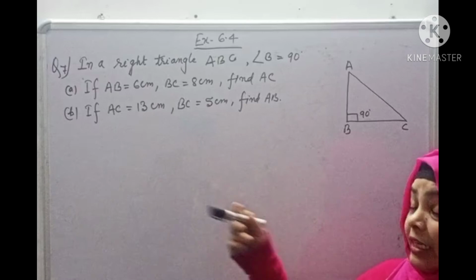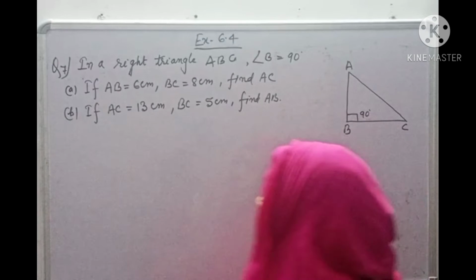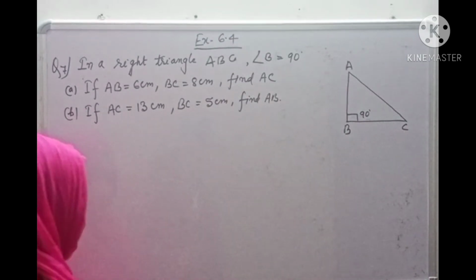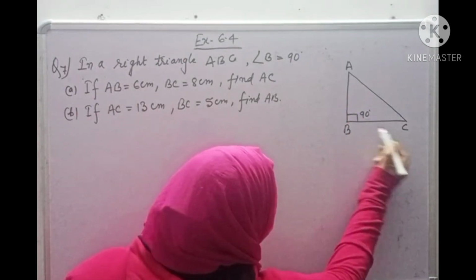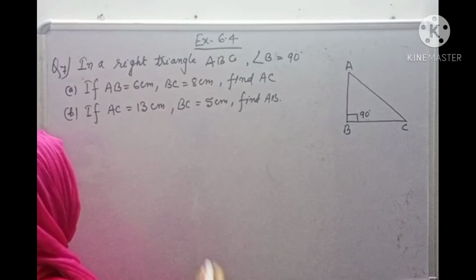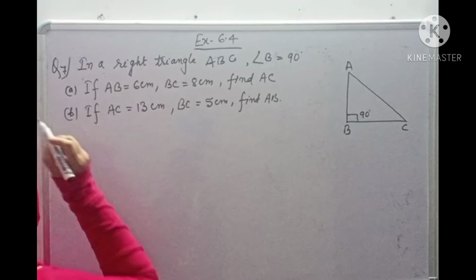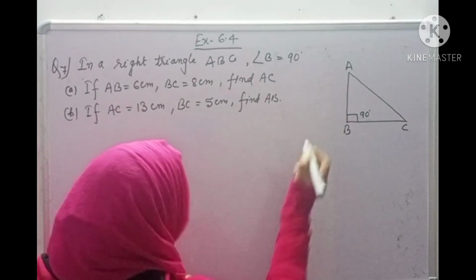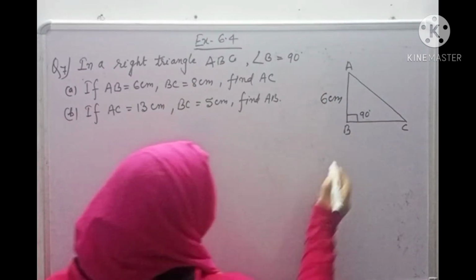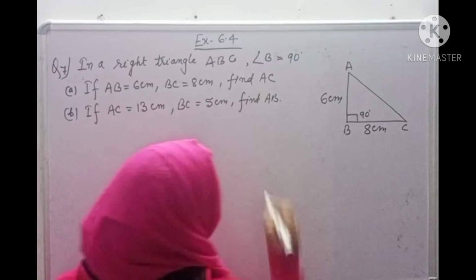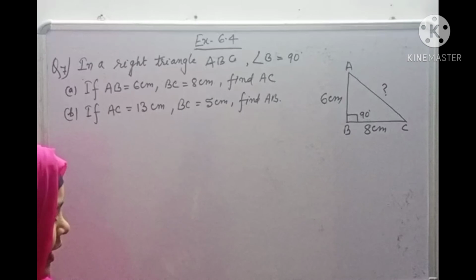What is the question saying here? Just look here. In a right triangle ABC, angle B is equal to 90 degrees. ये ABC triangle है and angle B is 90 degrees. Then we have to find, in the A part of question number 7, if AB is equal to 6 centimeter, BC is equal to 8 centimeter, find AC. We have to find AC. Got it?